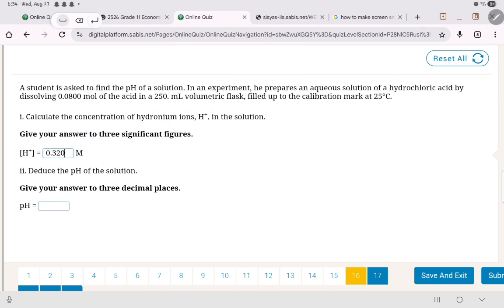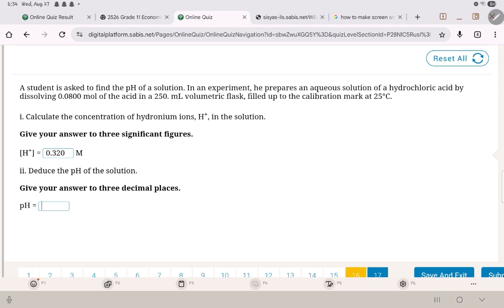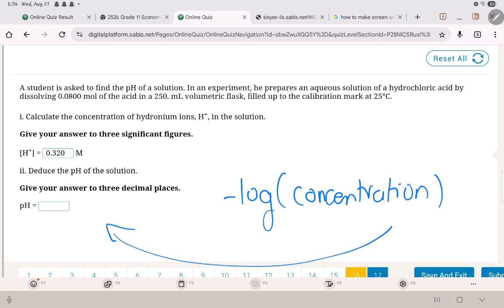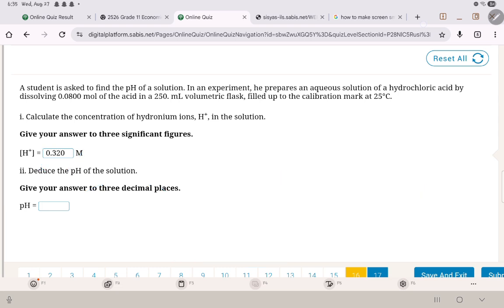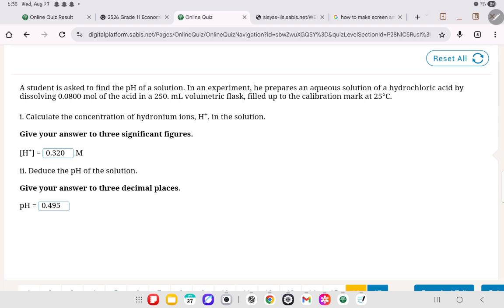Now, how do we find the pH value? Very simply, one equation: minus log concentration. This is how you find the pH. So in this case, you will put on your calculator minus log. Then what do you have as our concentration? Our concentration for H plus in this case is 0.320, right? So you will put it on the calculator, minus log 0.320, and you will get an answer of 0.495. Now, this is to 3 decimal places, and this is our pH.